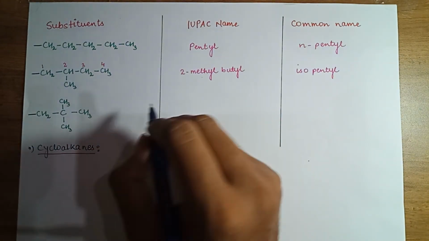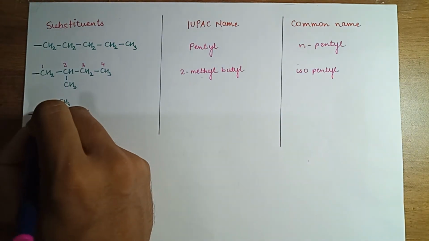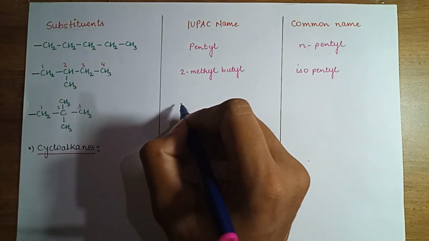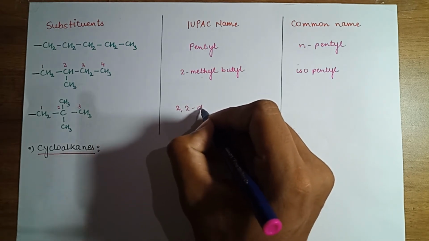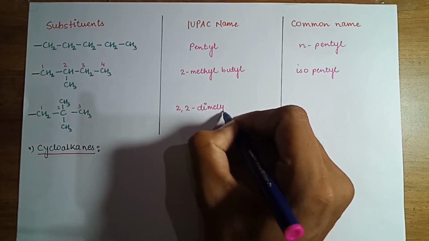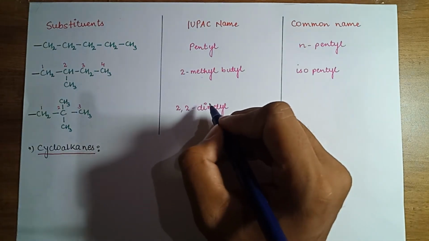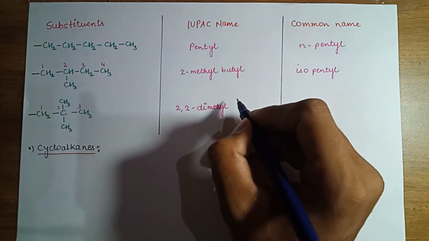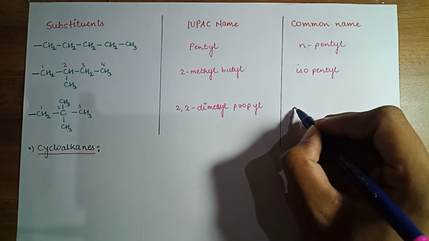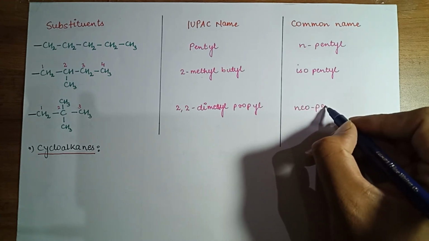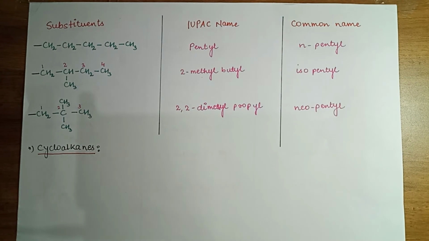The last, we are discussing just common complex substituent. 1, 2, 3. So substitution at 2-methyl at second carbon. So 2 2 dimethyl propyl, and the common name is neopentyl. So we will discuss just the common complex substituents. Now we will discuss about cycloalkanes.